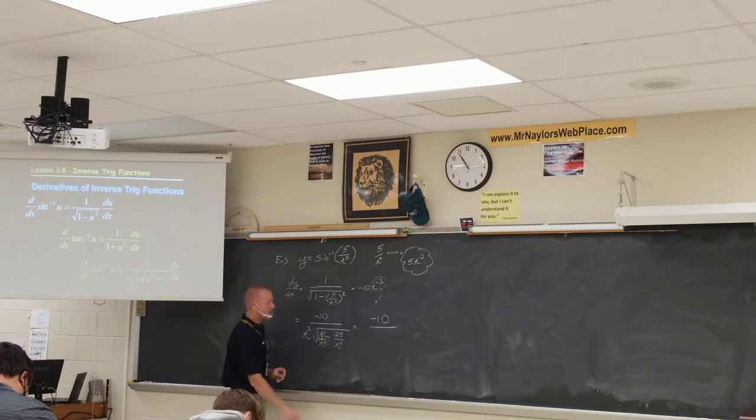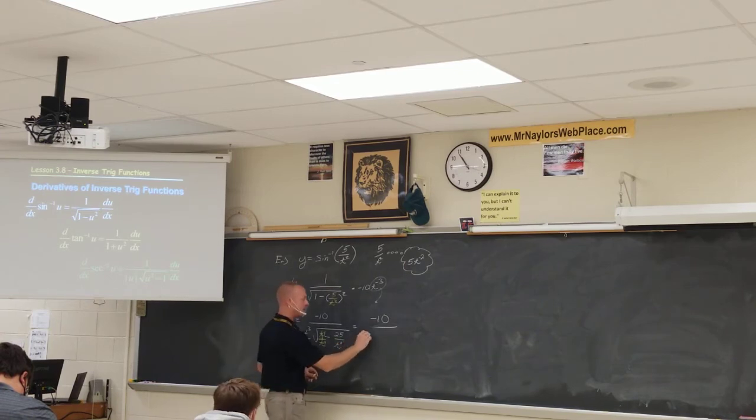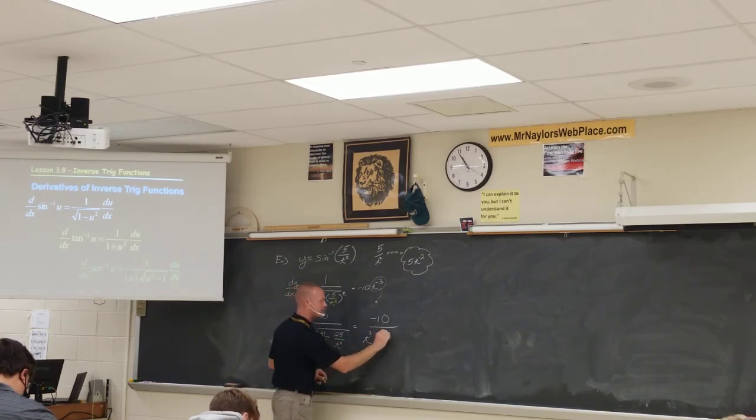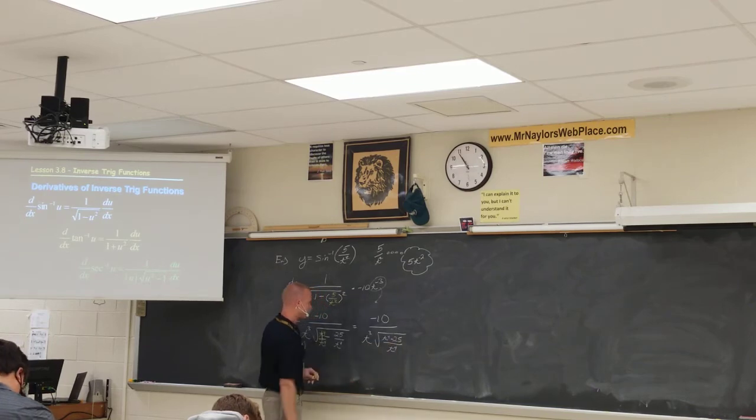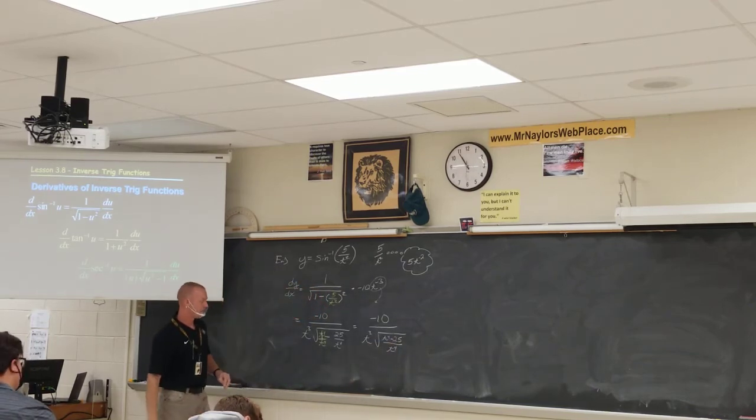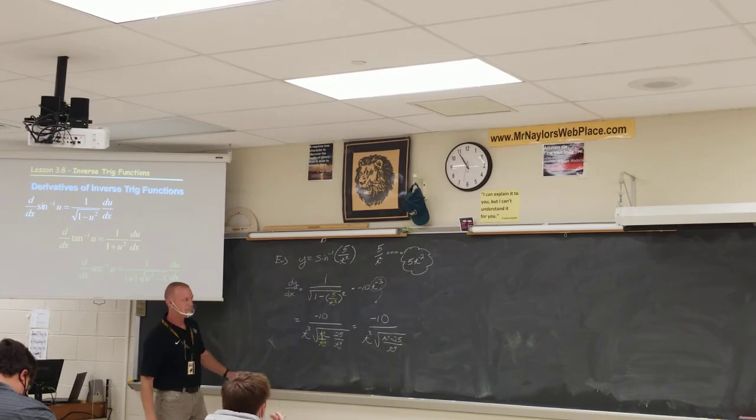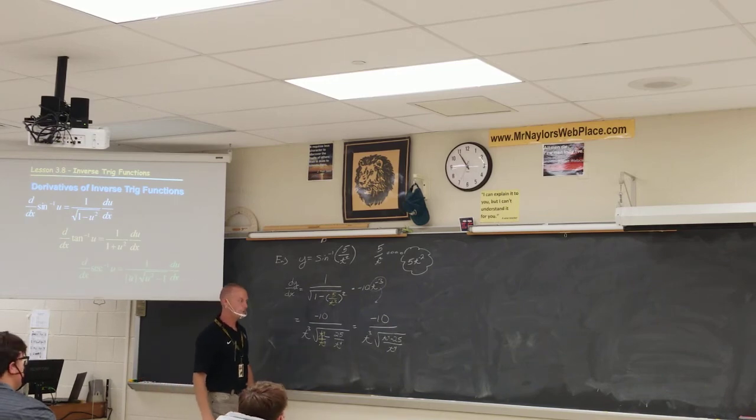Again, the number 1 is t to the fourth over t to the fourth. So now I have the square root of t to the fourth minus 25 all over t to the fourth.